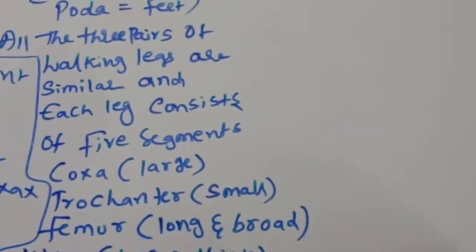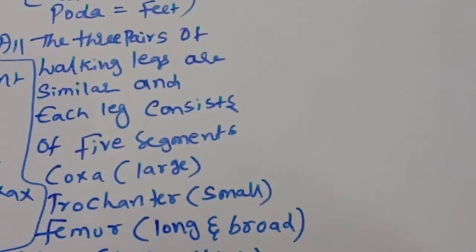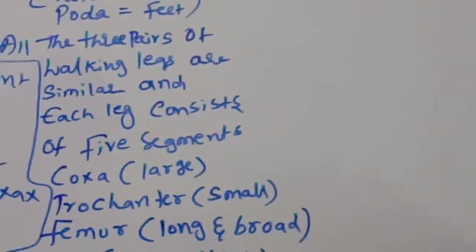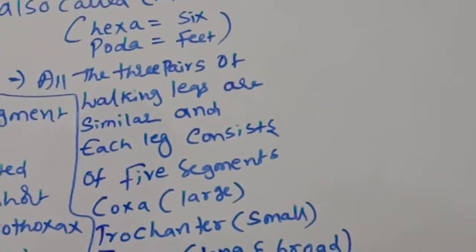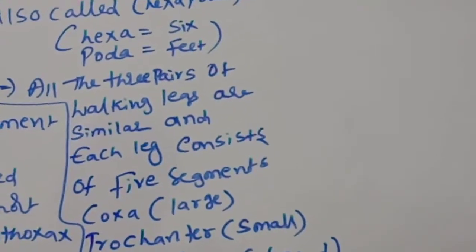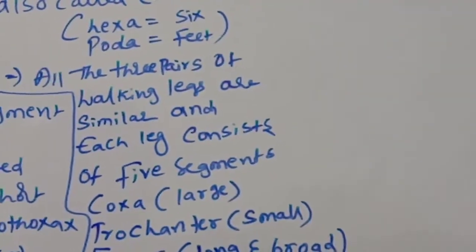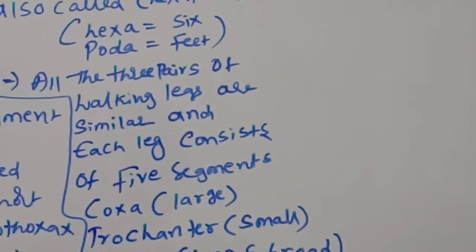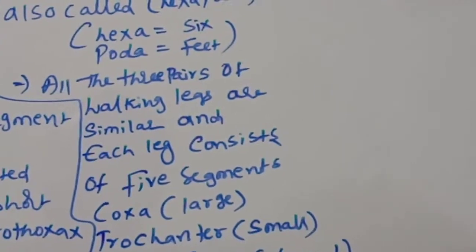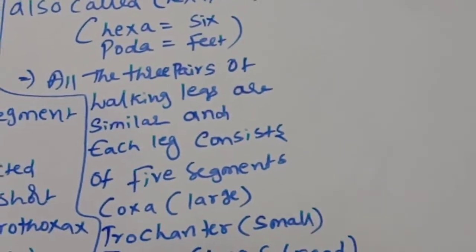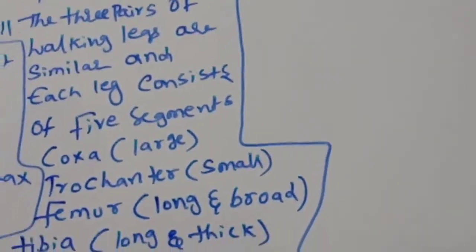Next, the last segment of the leg, tarsus, has five movable joints, called podomeres, which are also called tarsomeres. Next, another important one, observe very carefully, children.